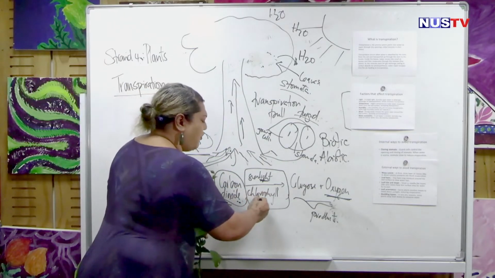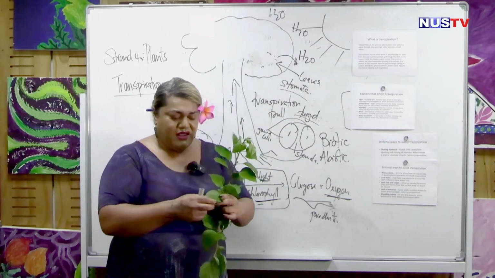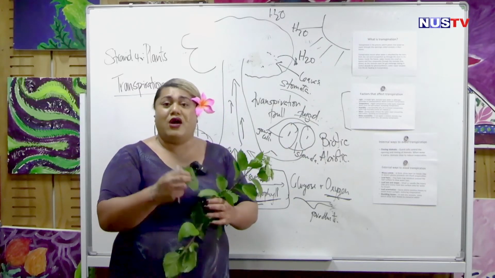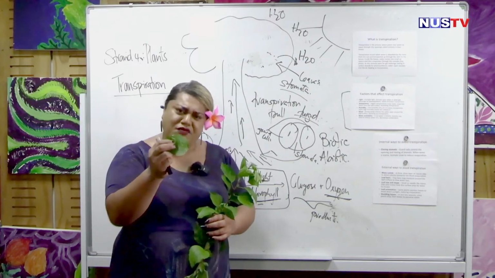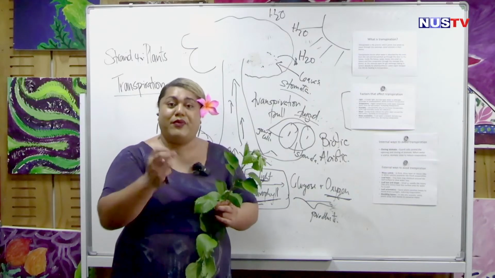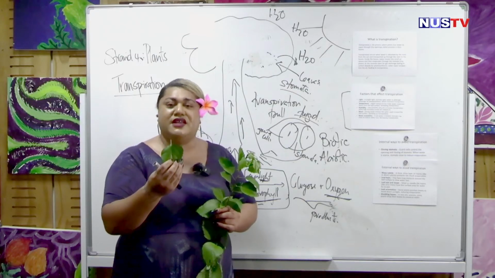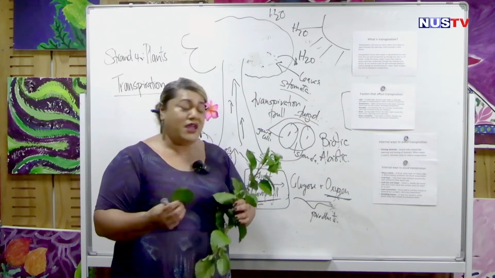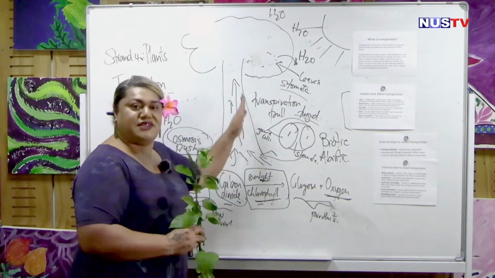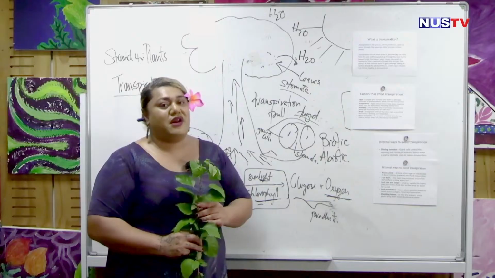What is chlorophyll? Chlorophyll is the green pigment. The green pigment in the leaves. The chlorophyll traps the sunlight. So it traps the sunlight and it attracts it. That allows photosynthesis to occur. So photosynthesis happens at the same time as transpiration.